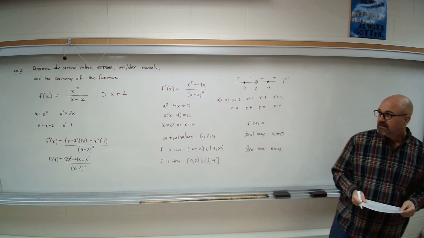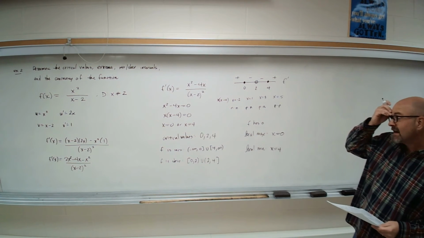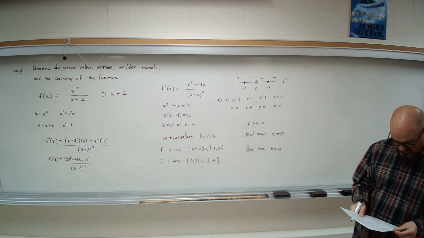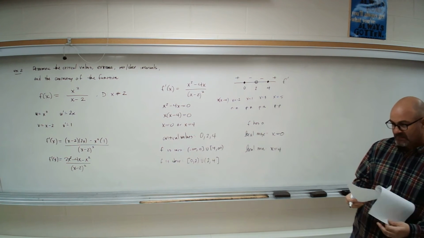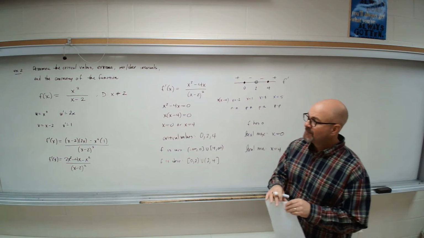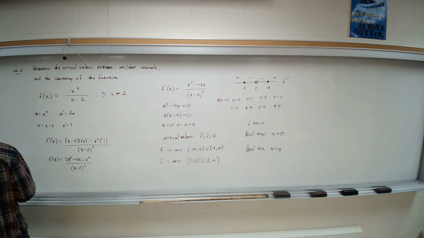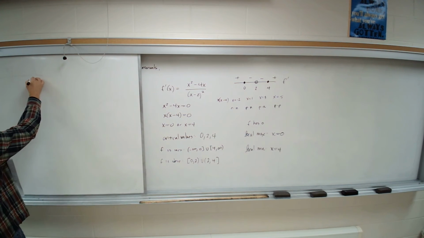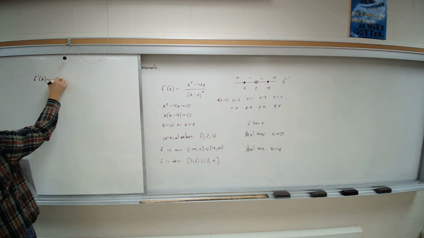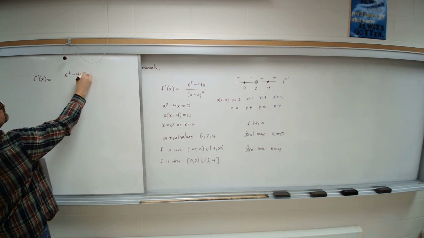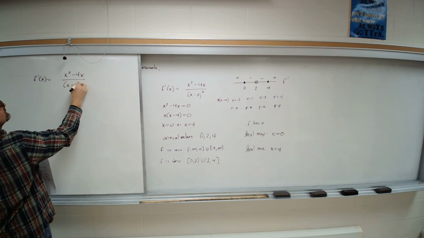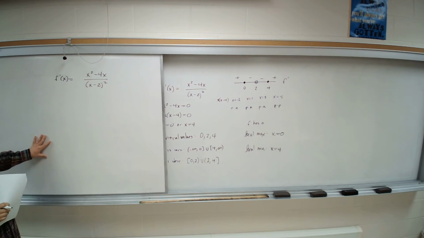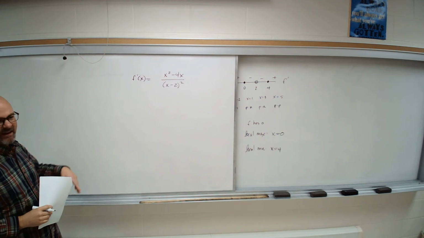We good there? Next up, we need to find the second derivative. Oh, good. That sounds fun. Let me just grab another board here to help. So for the second derivative, we have f prime of x is x squared minus 4x over x minus 2 squared. So let's just look at finding that derivative here. It's going to take a little bit of work.